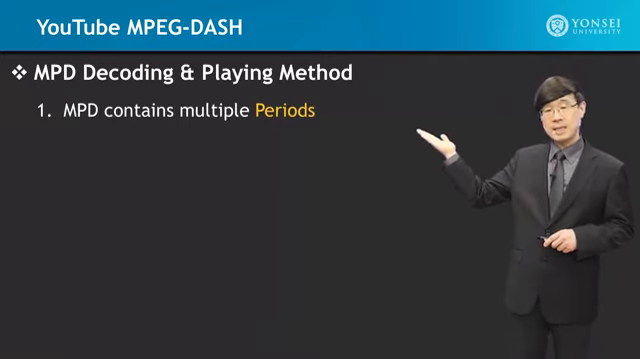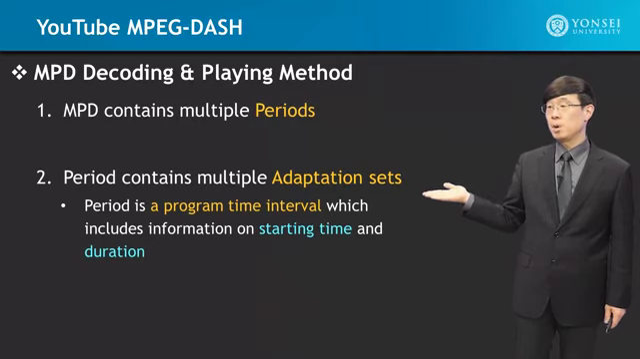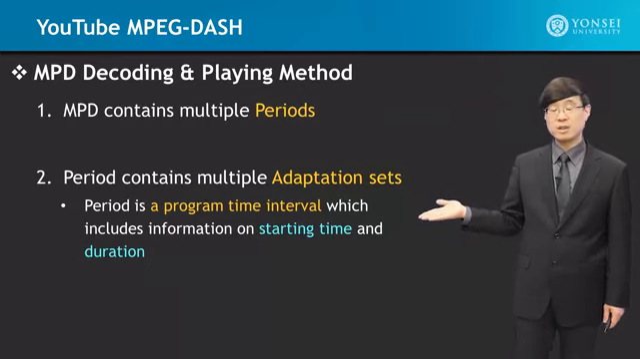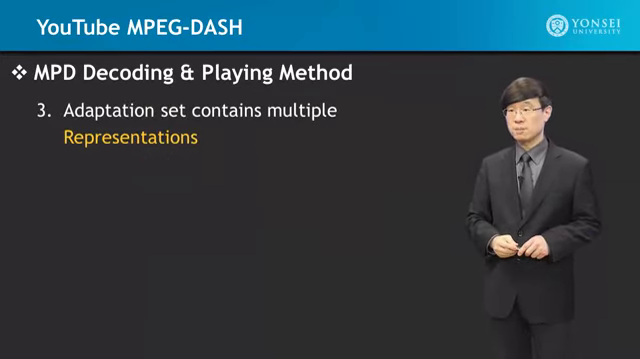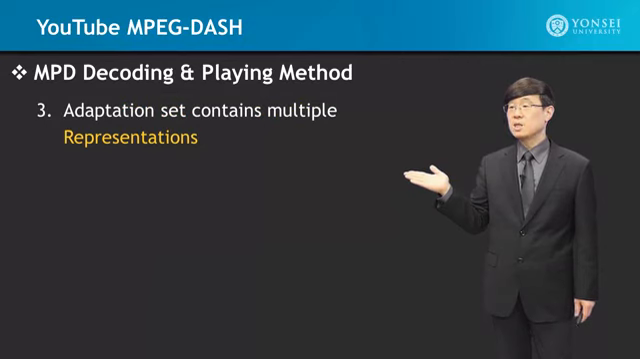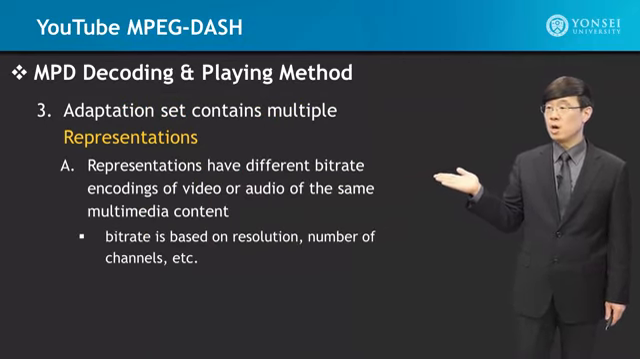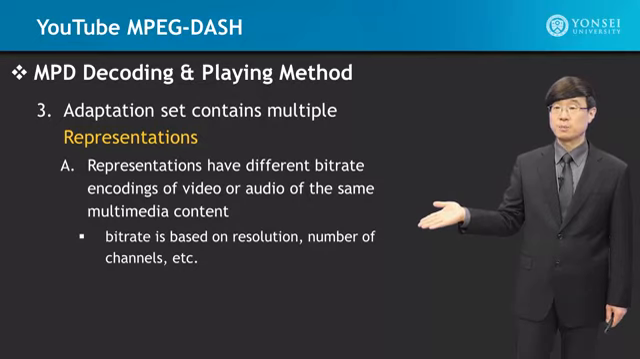The MPD contains multiple periods. The periods contain multiple adaptation sets. The period is a programmed time interval, which includes information on the starting time and its duration. The adaptation set contains multiple representations. A representation will have different bitrate encodings of video or audio of the same multimedia content. The bitrate is based on resolution, number of channels, and other information.